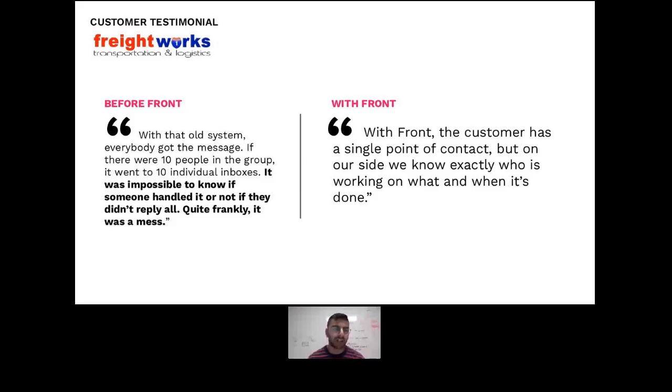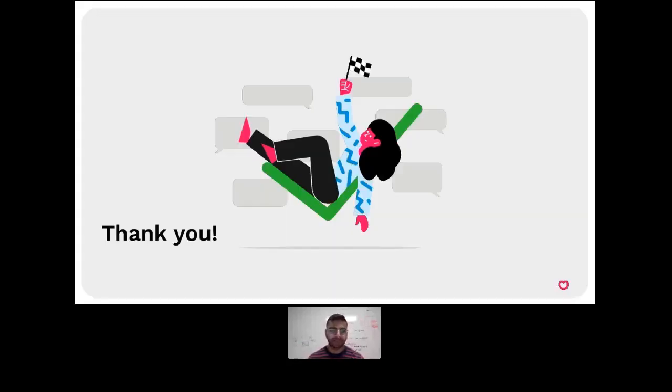At FreightWorks, it was impossible to know if someone handled it or not if they didn't reply at all. Quite frankly, it was a mess. And with Front, the customer has a single point of contact. But on our side, we know exactly who is working on what and when it's done. Again, that visibility and accountability aspect of Front, I think, saves a lot of time and headaches.